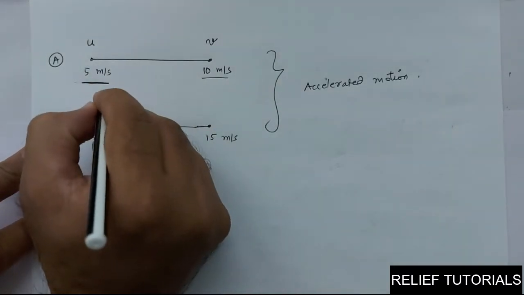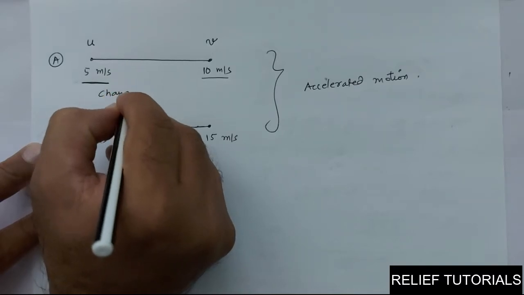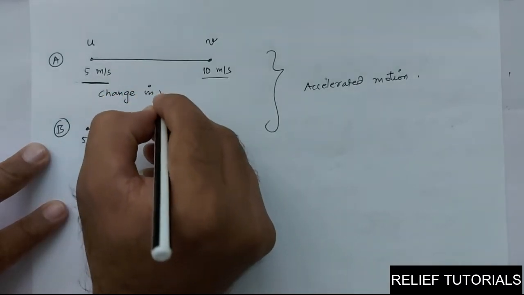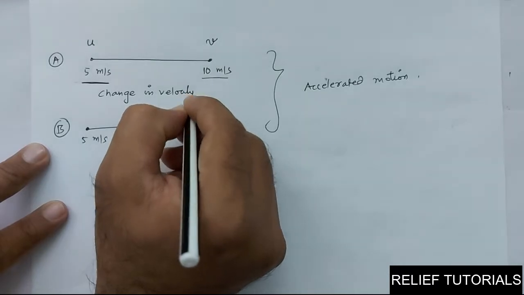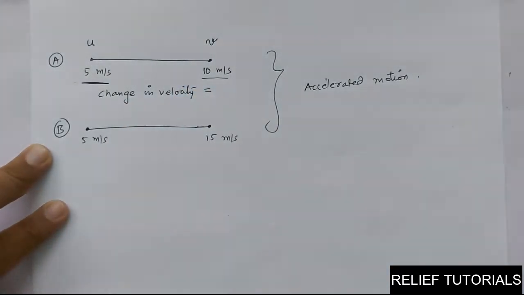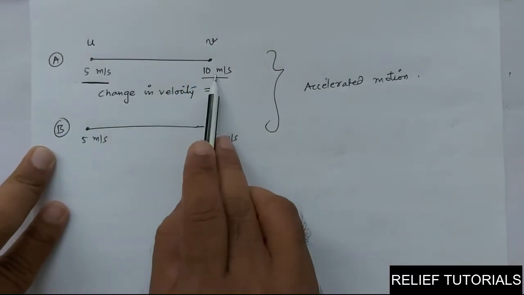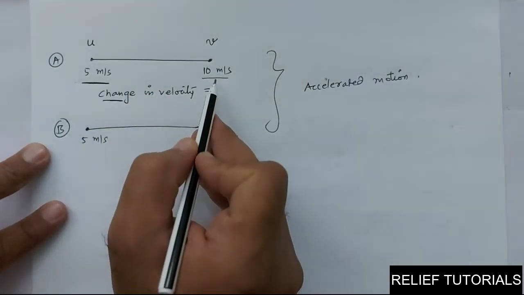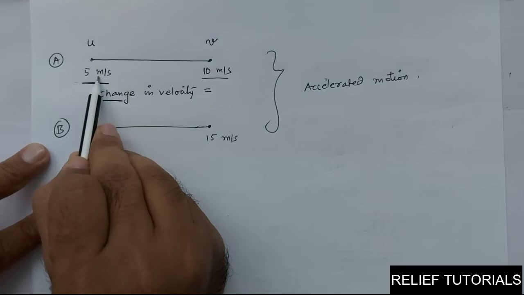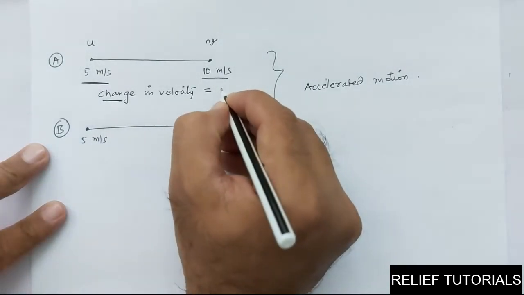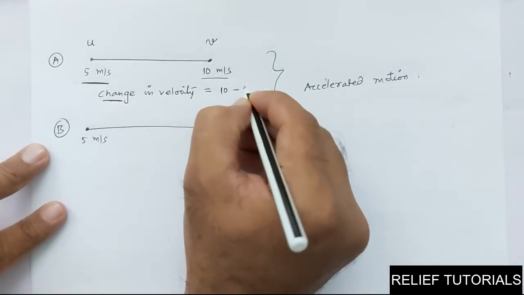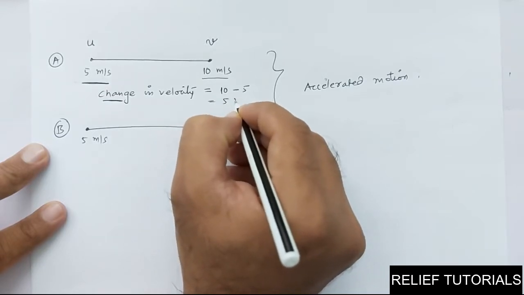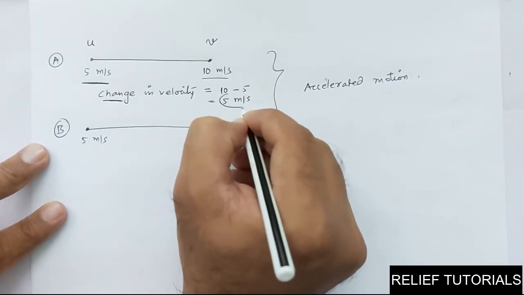So can you tell me what is the change in velocity? What was the velocity? 5. What is the velocity now? 10. Whenever you are going to find change, you have to subtract the initial observation from the final observation. What is the final velocity? 10. Initial velocity was 5. So the change in velocity is 5 meter per second.